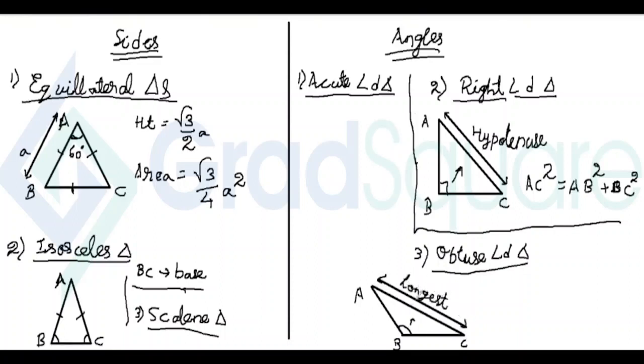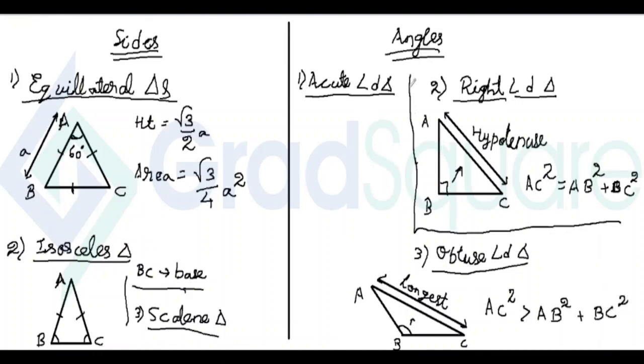And there's a very similar relation for the longest side and the remaining two sides for an obtuse angle triangle, just like how we have for a right angle triangle, with a small change within this relation. And the change is that for an obtuse angle triangle, the square of the longest side will be greater than the sum of the squares of the remaining two sides.